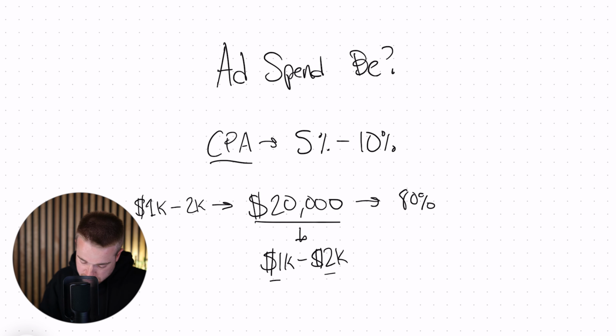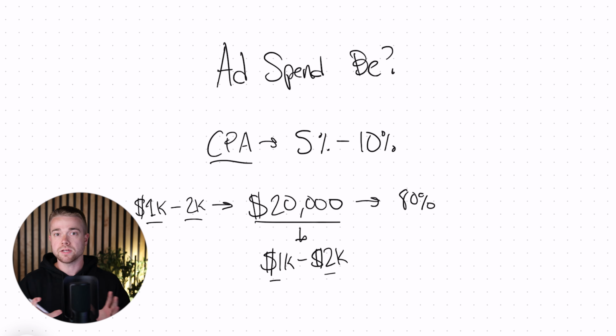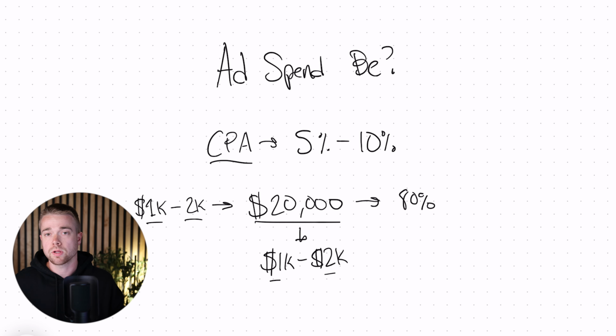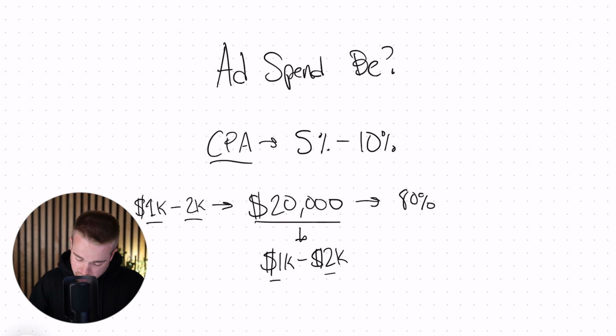And so you have to ask yourself, are you willing to trade $1,000 to $2,000, 5 to 10% of your total package, which you can bake into the price points of what you offer, to acquire a $20,000 client? The answer should be yes, right? And so typically what we see is about a CPA of 5 to 10%.